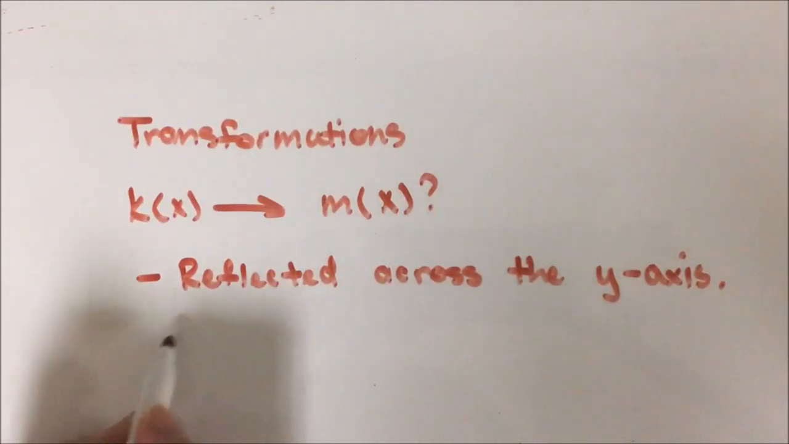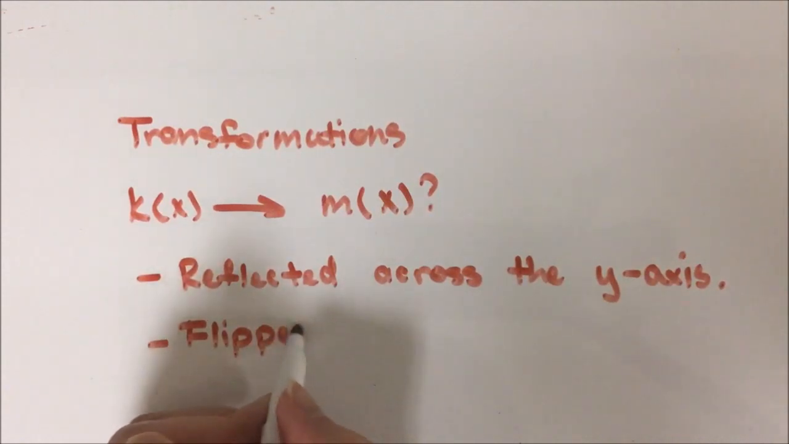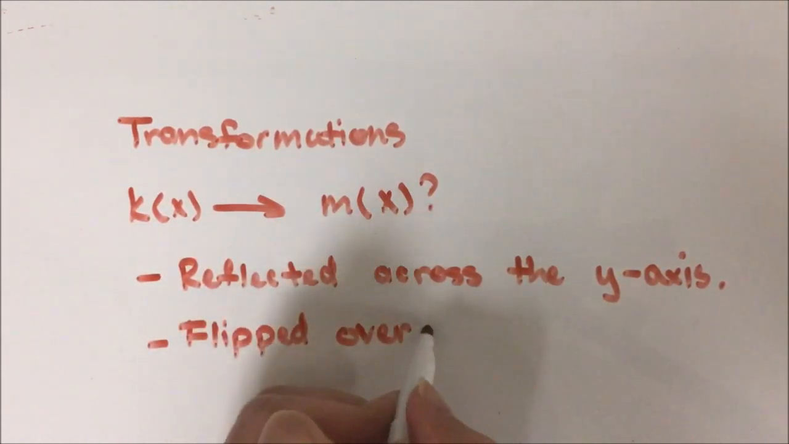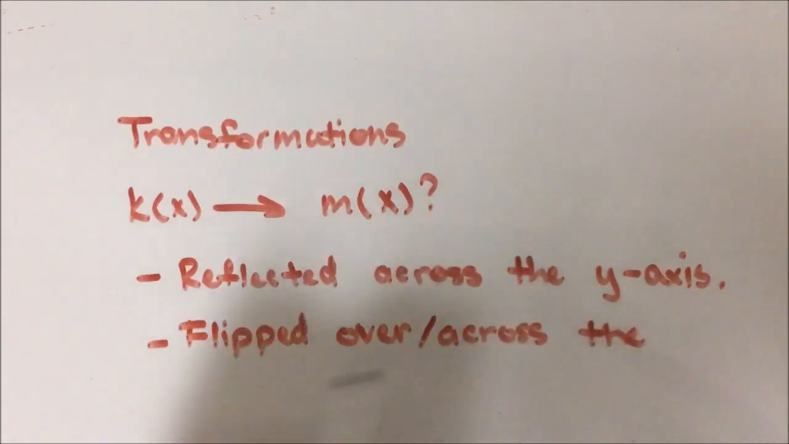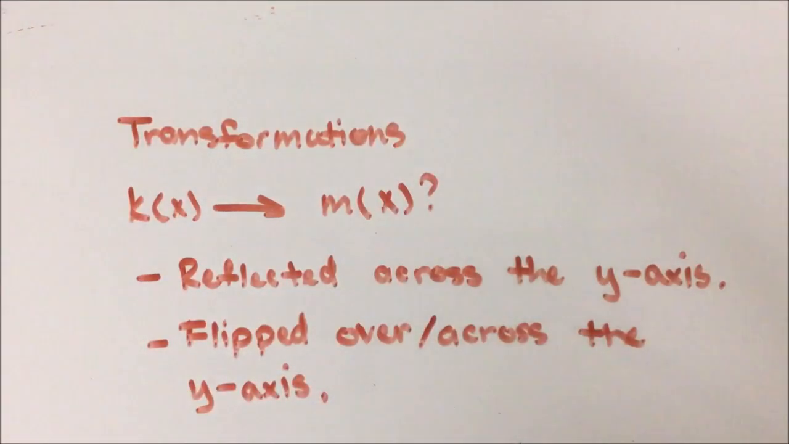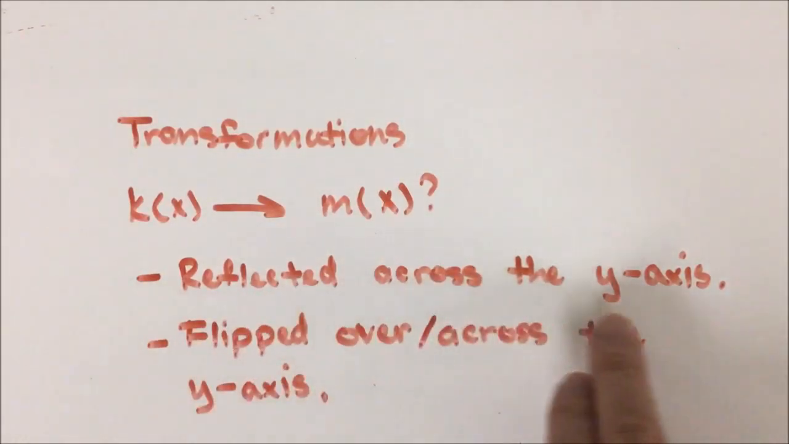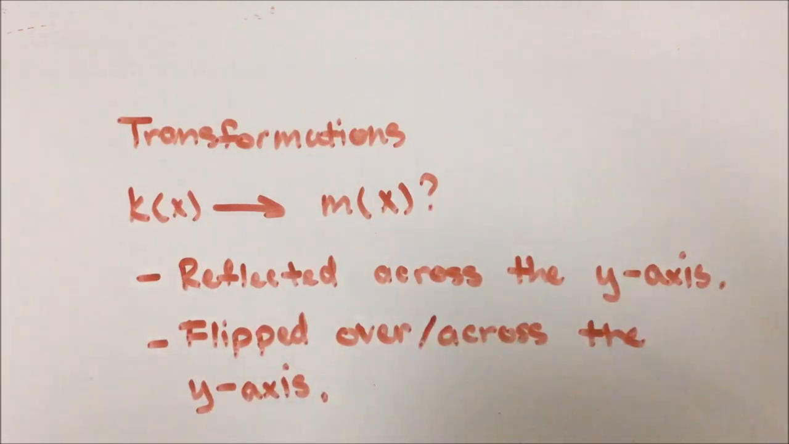Now you could also rewrite it or state flipped over or across the y-axis. So what happened is when you have a negative that is inside the absolute value line and in front of x, it's reflected across the y-axis, or you could write or state flipped over or flipped across the y-axis. So next I'm going to do some examples in terms of identifying with reflection.